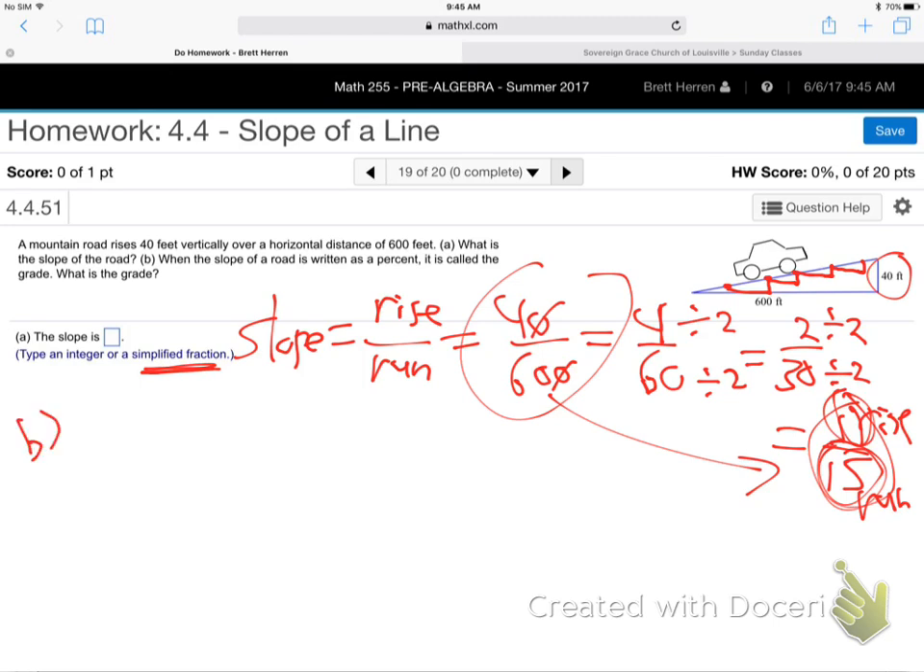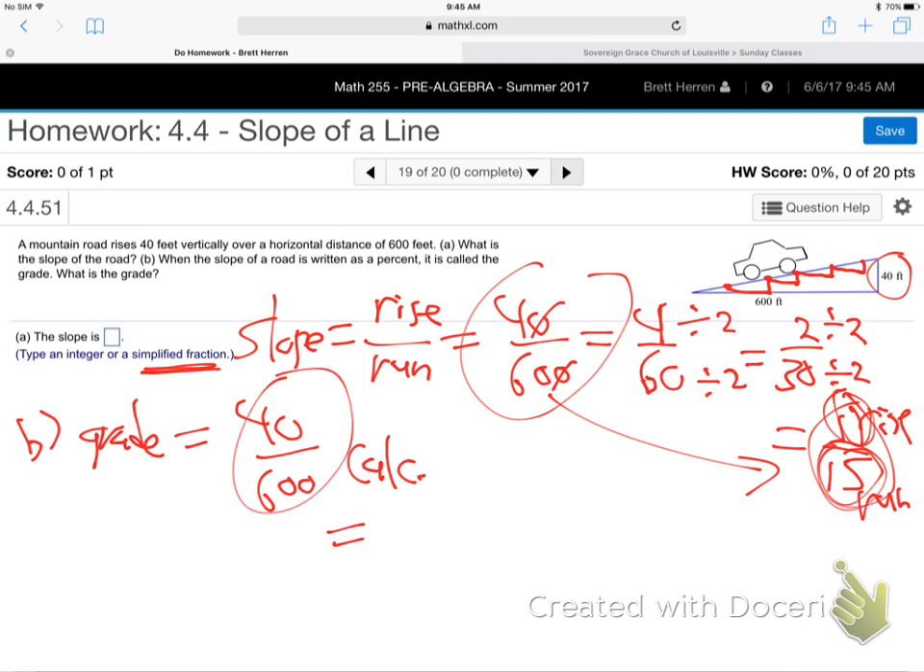And now, part B, they're going to ask for the grade, and they mean a percentage. So you just take your calculator and divide 40 by 600. You could do 1 over 15 times 100, which is 6.6, and you turn it to 7%. You could just divide this on your calculator. So it's 0.0666. And then what do you do with a decimal to turn it into a percentage? Move it 2 places. So 6.666% now that I moved it 2 places.